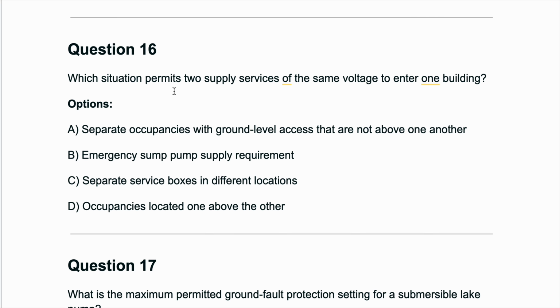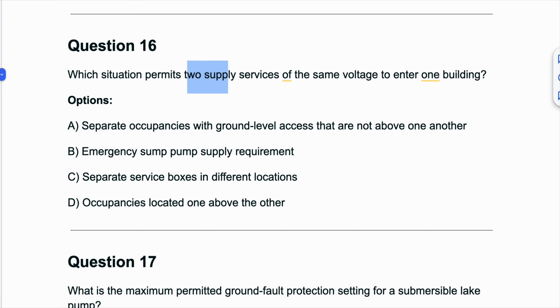Question 16. Which situation permits supply services of the same voltage? It's talking about services, so it's related to section 6. You need to know everything, you need to memorize. Supply services are in section 6. It's talking about the same voltage for the entrance of one building. Can we have two supply services? Generally we can't have two supply services for just one building at the same voltage. If the voltage is different, no problem, but if it is the same voltage, no, we can't. But there is some exemption for this rule.